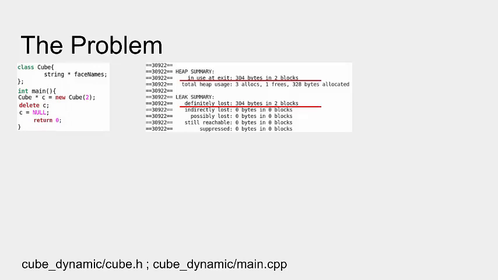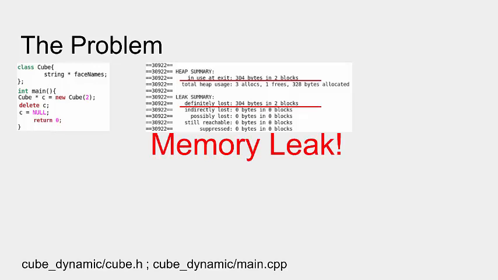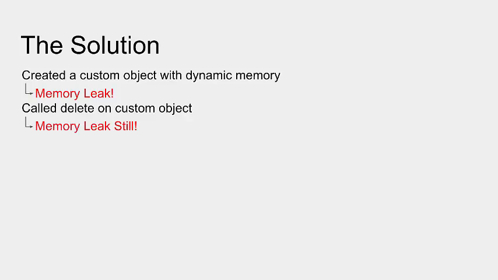But there's a problem beyond that. Even when we delete C, we still have the memory leak. So let's review what just happened. We created a cube object and gave it dynamic memory. When we ran the program, we had a memory leak after creating a pointer to it. Even when we called delete, we still had this memory leak. We did everything right, but delete was causing a problem.